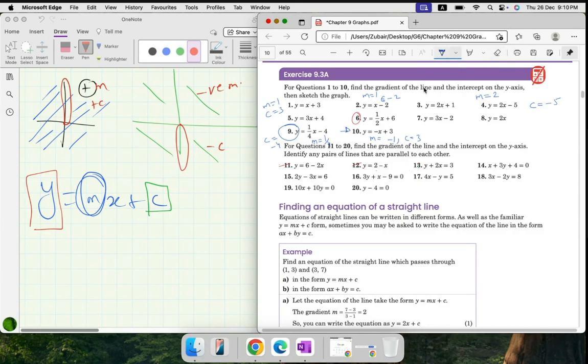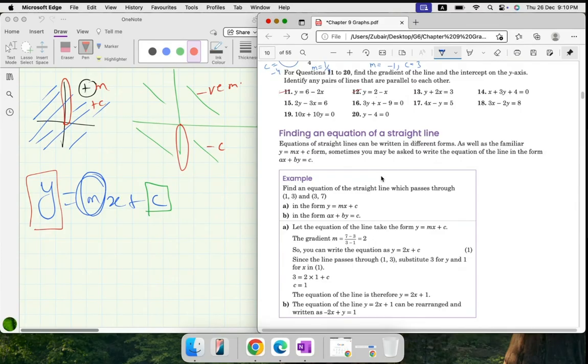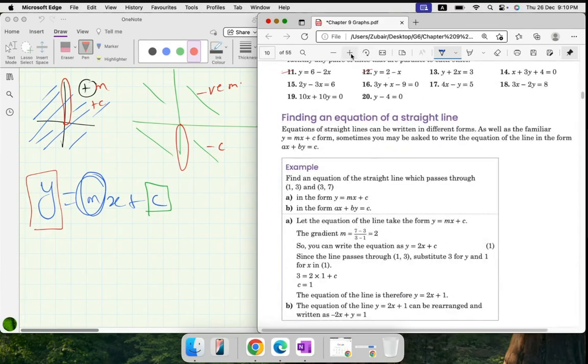Now, from 11 to 20, not all equations are already arranged. In some, we would need to make y the subject. In the 11th, the gradient is minus 2 and y-intercept is 6.